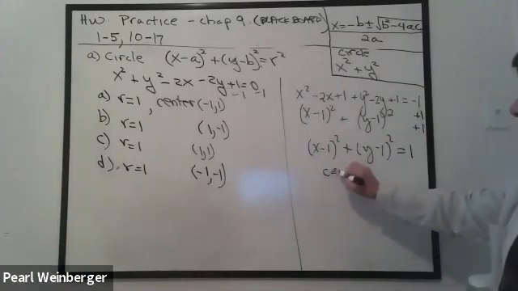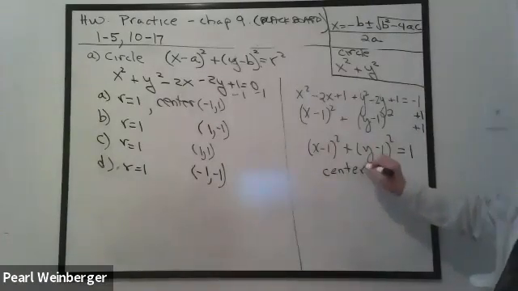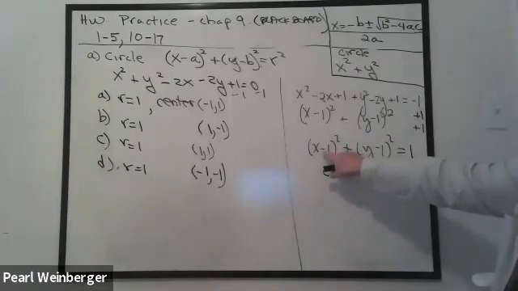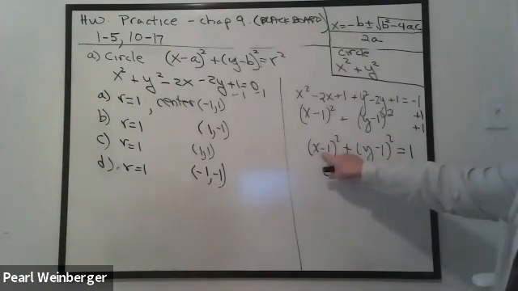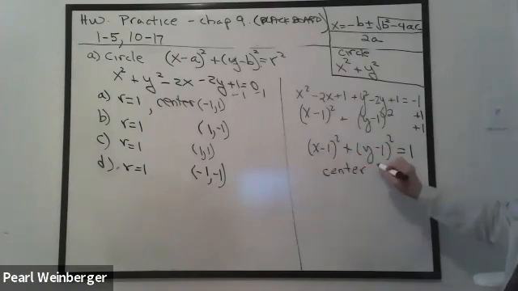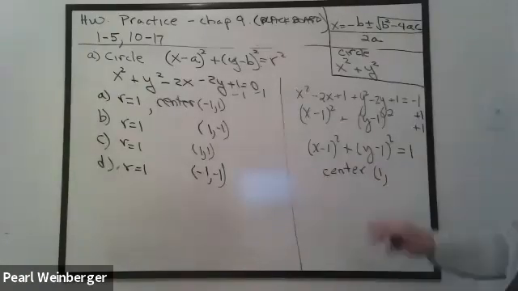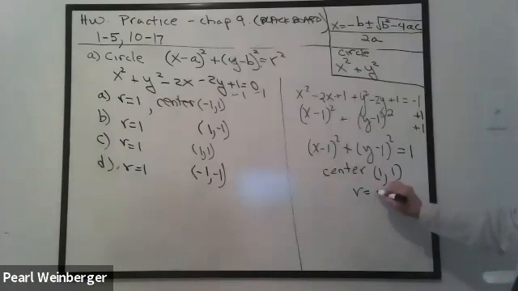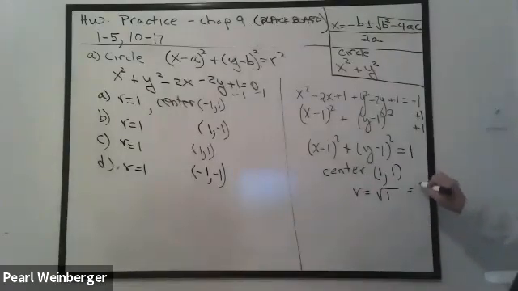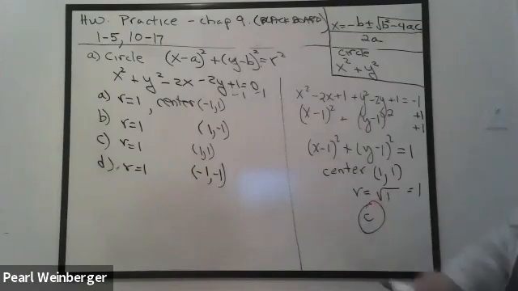The center of the circle is going to be the numbers that are inside the parentheses. The number inside with the x is -1, so the x value is +1. Remember, you change the sign. The same thing with the y value is also going to be +1. And the radius is going to be the square root of 1, which is just 1. And if I look at it, that has to be choice C.